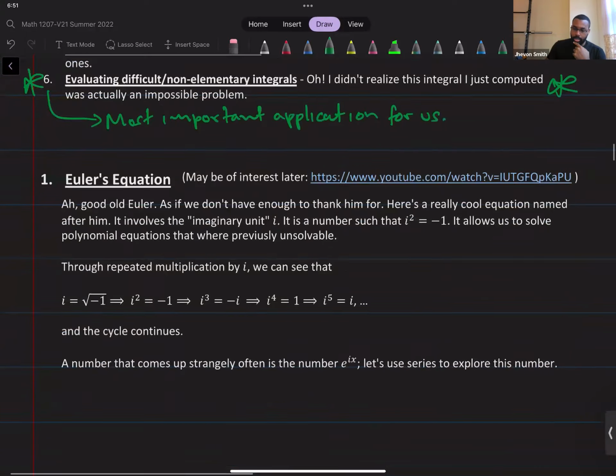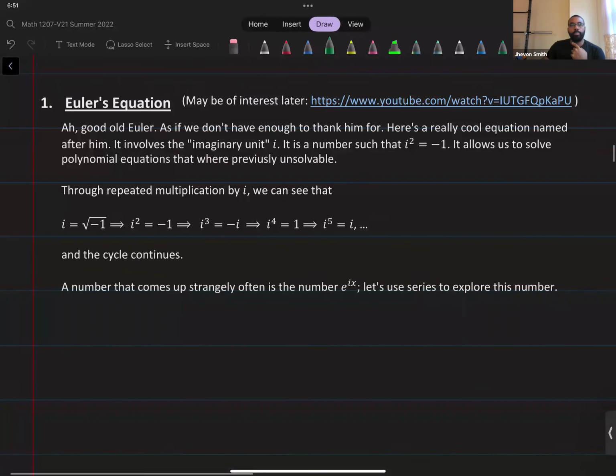For this, I need to remind you about complex numbers, or maybe you haven't even seen complex numbers before, but I'm just going to tell you some things about complex numbers and then run with it. So there is this number that we invented at some point called i. It is defined to be something for which its square is -1. In other words, i is like the square root of -1.